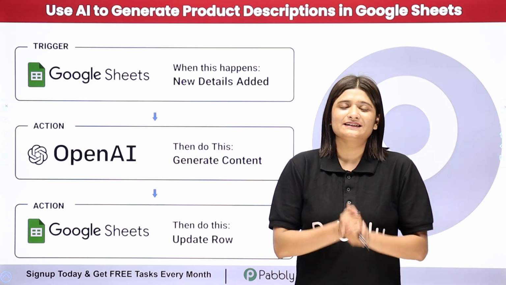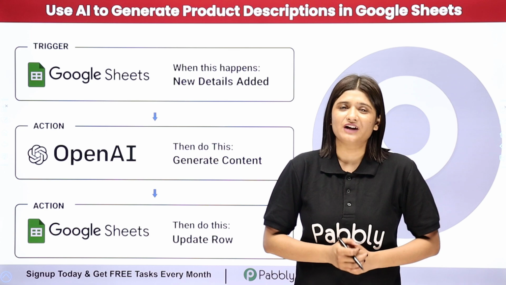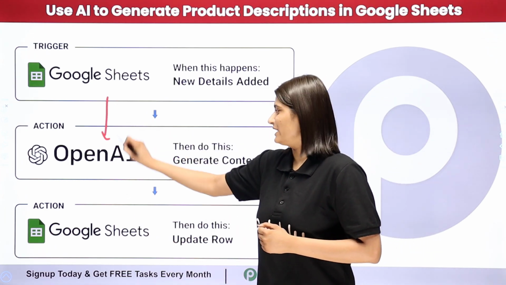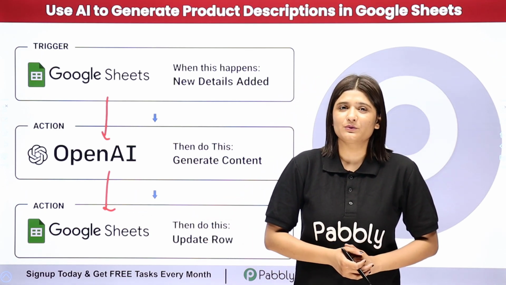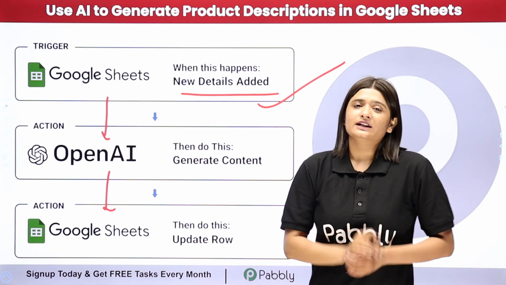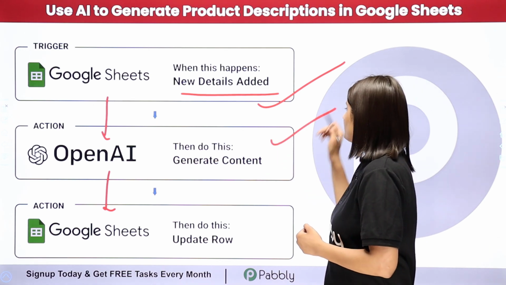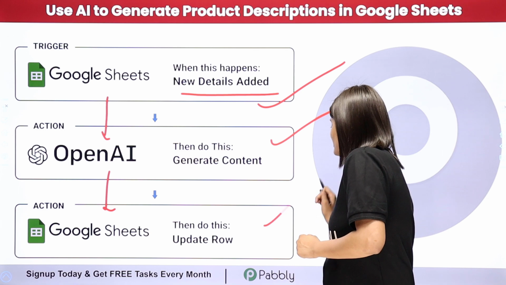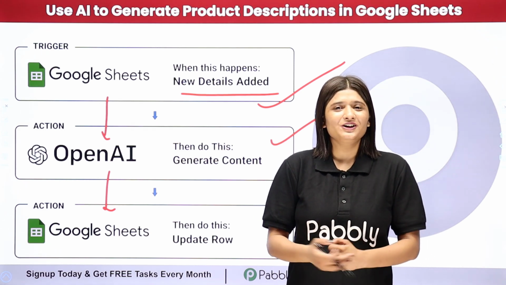So Pabbly Connect is an amazing automation and integration software which requires no coding or programming skills. Here I just need to build a connection between Google Sheets and OpenAI. With the help of Pabbly Connect, I am going to build this connection in such a way that whenever I add a new detail in my Google Sheets spreadsheet, the content or the product description will be automatically generated with the help of my AI agent, and it will be automatically updated in my Google Sheets spreadsheet row. Now, if you want to learn the step-by-step process, then let me take you all to my screen.